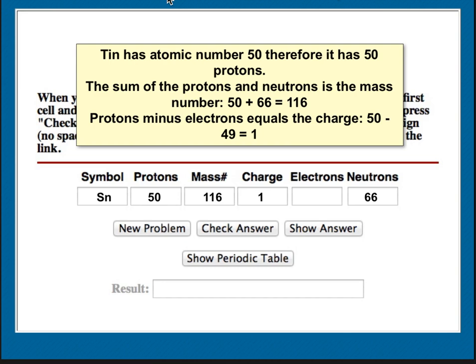Remember, +1 means it has one more positive than it does negative. If we have 50 positives, 50 protons, how many negatives? 50 minus 1, 49. Again, show answer will tell you all of this.